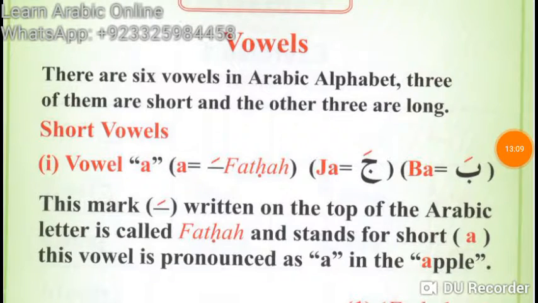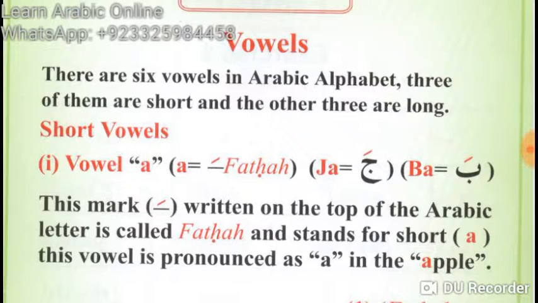Three of them are short and the other three are long. Good. Short vowels, the small I vowel and the A in parentheses, A equals fatha. And ja equals jim fatha ja. Ba equals ba fatha ba. Or I'm reading the wrong way. Ba fatha ba equals ba. Good. Jim fatha ja equals ja.